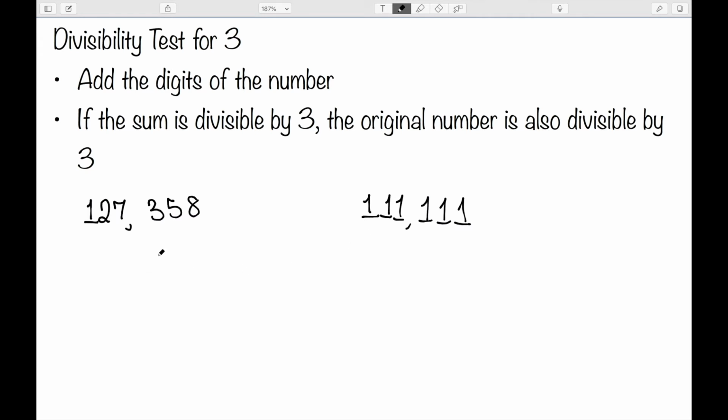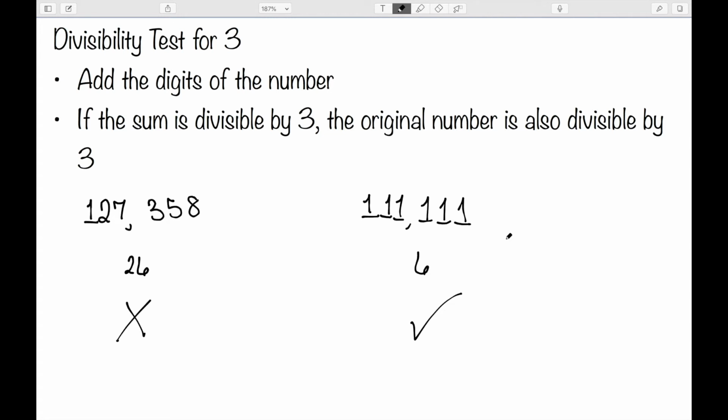As an example, let's look at these two numbers here. 127,358. Well, 1 plus 2 is 3, 3 plus 7 is 10, 10 plus 3 is 13, 13 plus 5 is 18, and 18 plus 8 is 26. So if I add up the digits here, I get 26, which is not divisible by 3. If I add up these digits, 1 plus 1 is 2, plus 1 is 3, plus 1 is 4, plus 1 is 5, plus 1 is 6. That is divisible by 3. So this number on the right would be divisible by 3.